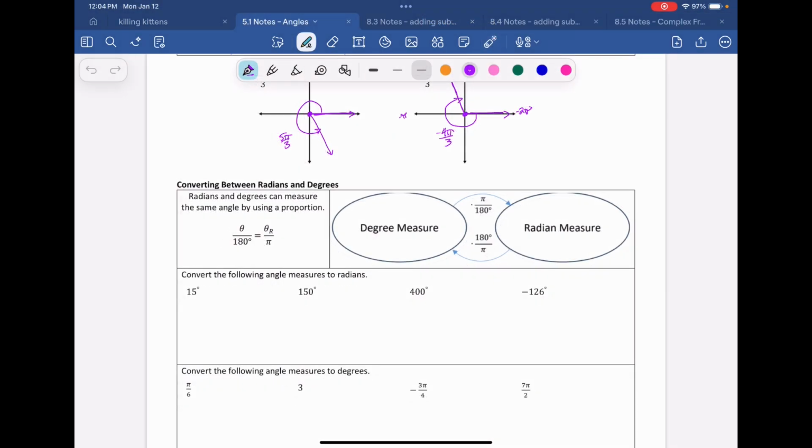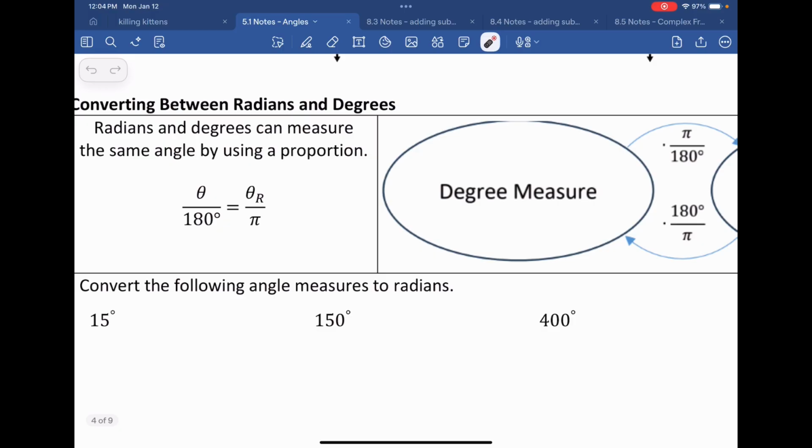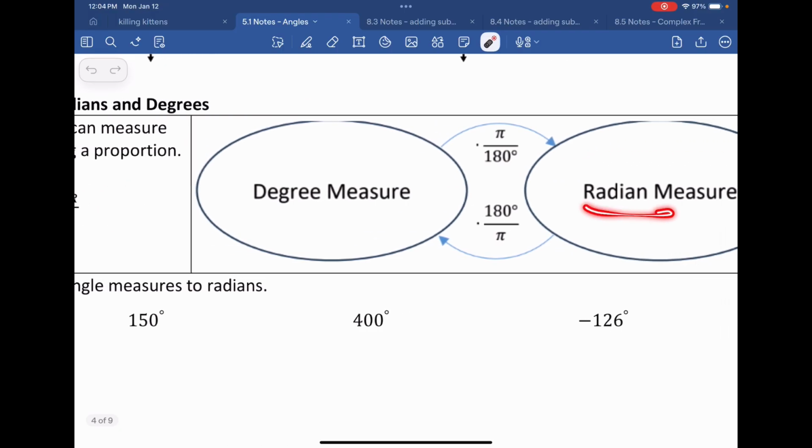All right, our next section is converting between radians and degrees. So the relationship between a degree versus radian is its proportion out of a semicircle. It'd be the easiest. So we take theta out of 180 over theta radians out of pi, and you cross multiply. So to go from radians to degrees, multiply by 180 over pi. To go from degrees to radians, multiply by pi over 180.